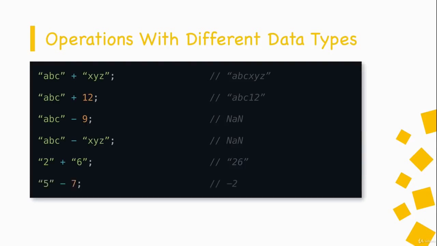Sometimes the strings are actually converted into numbers and not the other way around. So we just saw that with ABC plus 12, when you add a string to a number, the number is automatically converted into a string. But in this example, we have 5 the string minus 7. In this case, because we're minusing 7 from 5 the string, the 5 is actually converted into a number. When 5 is converted into a number, 5 minus 7 gives us the actual result, minus 2.